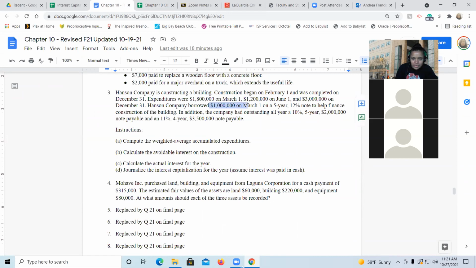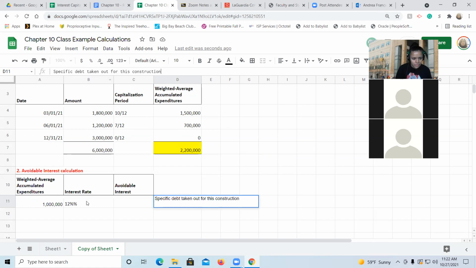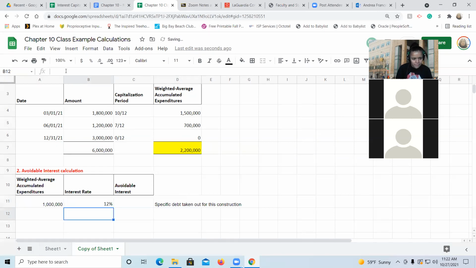And so if you look at the question, you see that the company borrowed $1 million, 12% note on March the 1st. So specific debt for this construction is $1 million. So out of the 2.2 million, you're gonna say $1 million is the specific debt at 12%. And I'm gonna write over here specific debt taken out for this construction. So we separate it out because it's at a totally different interest rate to the other debt that the company has.